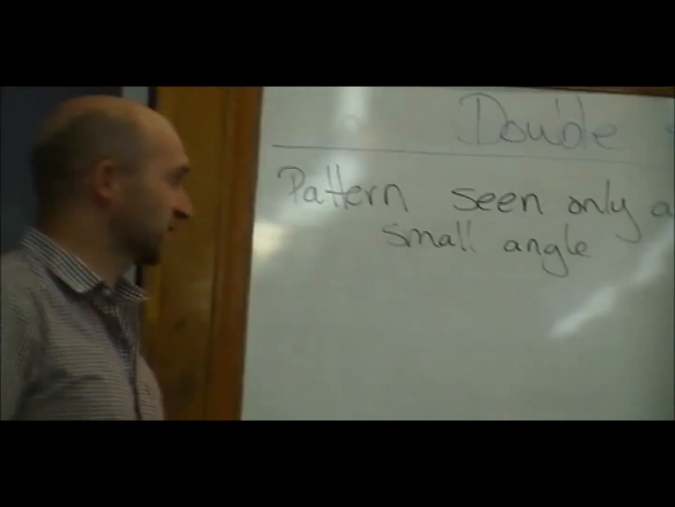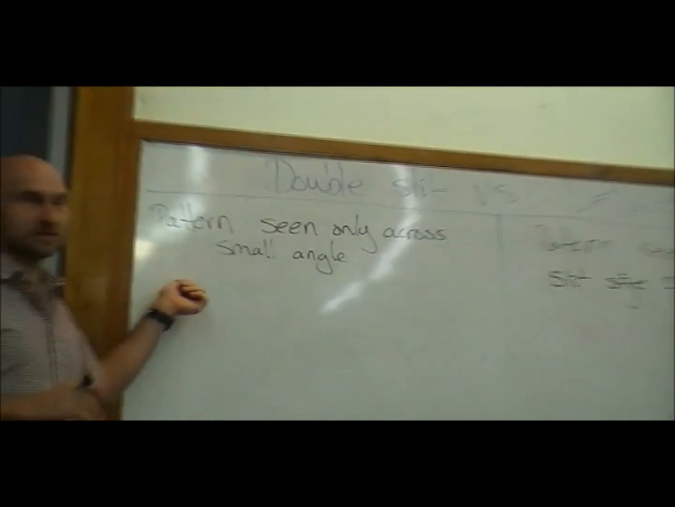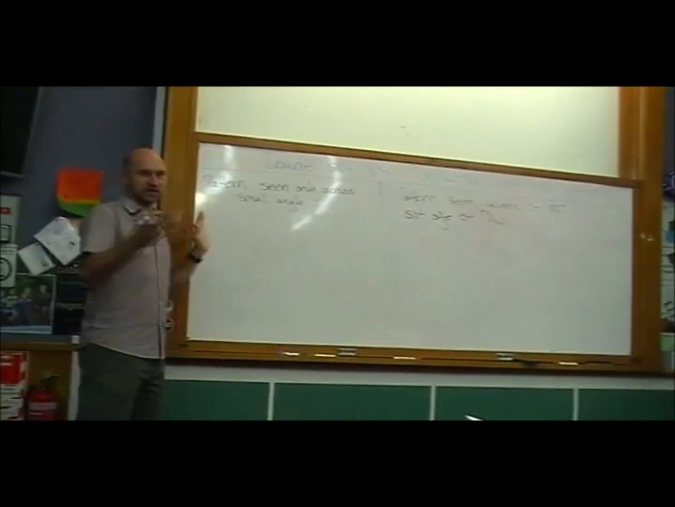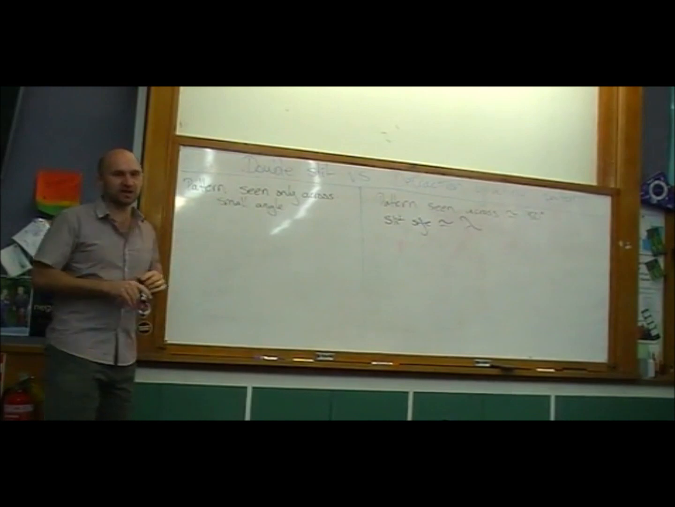Whereas with the double slit, they're relatively wide spaced. So our slit size, the width of the slit that the light's diffracting through, is much bigger than the wavelength of the light, and so it doesn't diffract that well.